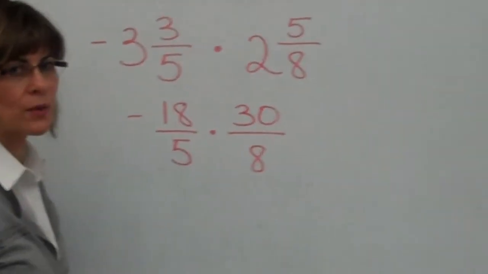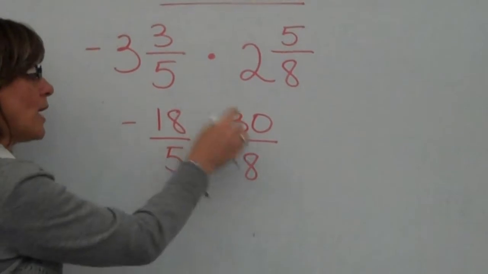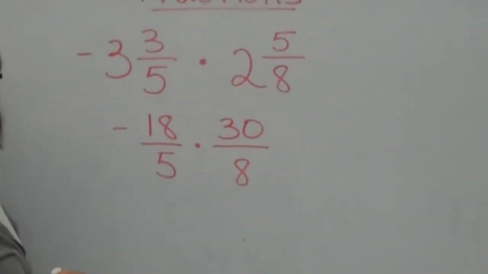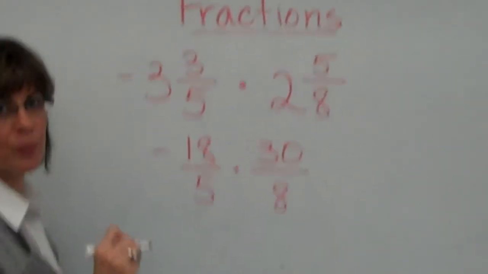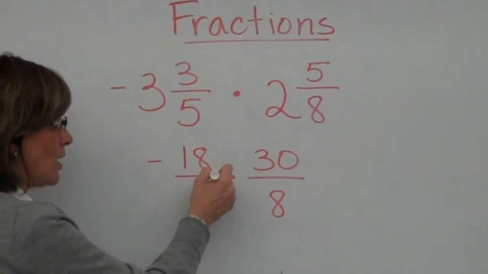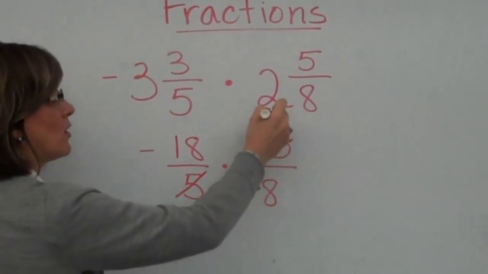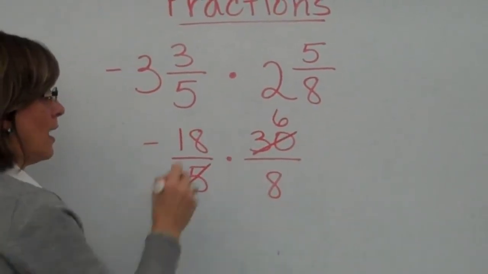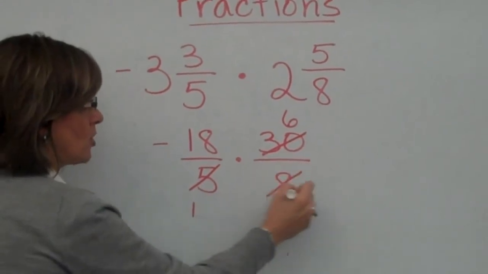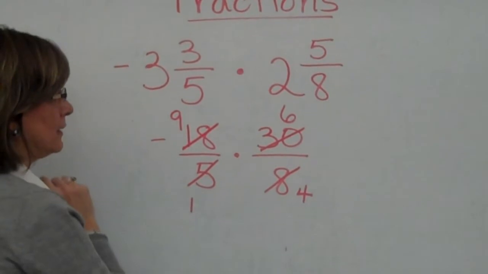Now, what I'm stressing with you this year is I want you to reduce this now. Do not do 18 times 30 because you're going to get a big number to have to deal with. You can reduce any top number or numerator with any bottom number or denominator. So I know that 5 goes into 5 once, and I know that I can divide these both by 2. 2 goes into 8, 4. 2 goes into 18, 9.